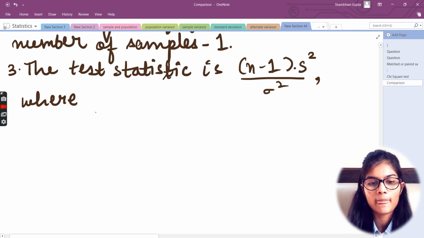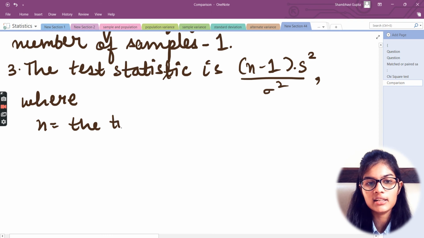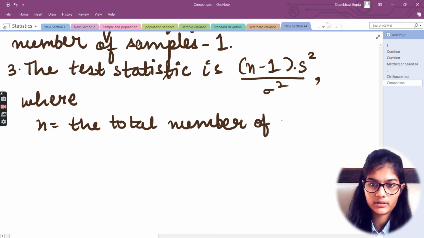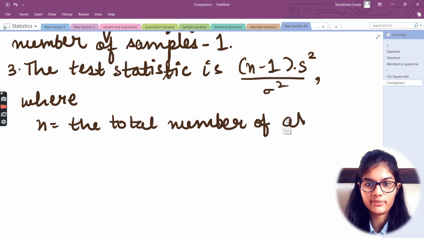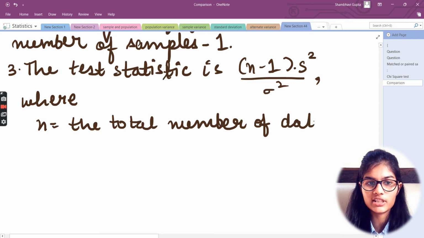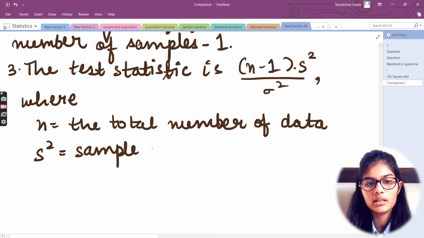So where n is equal to the total number of data. Fine. Next, s squared is the sample variance.